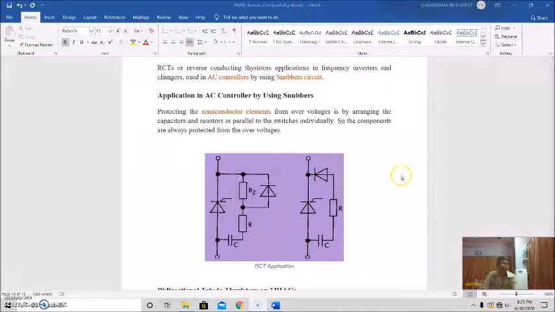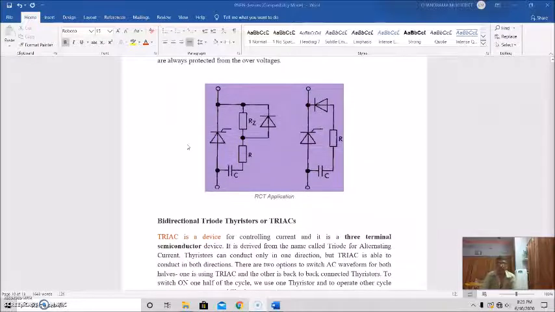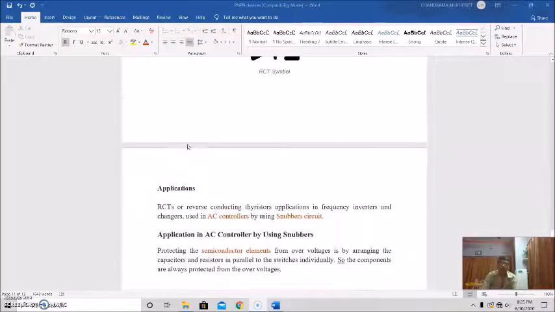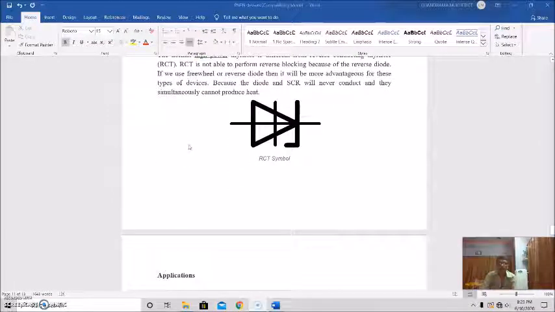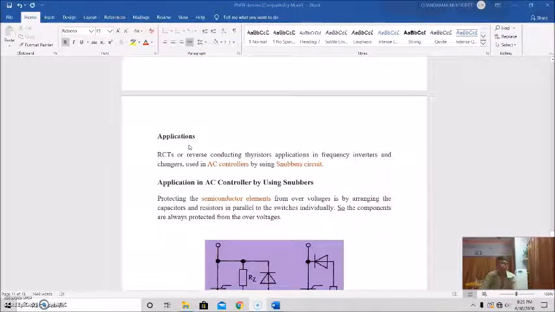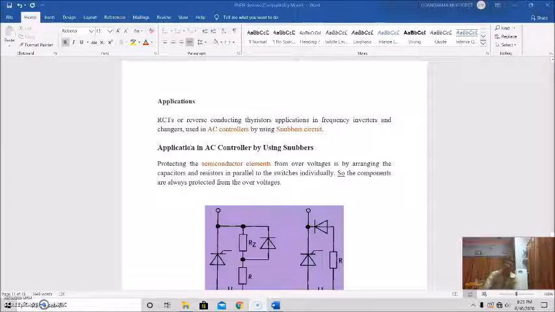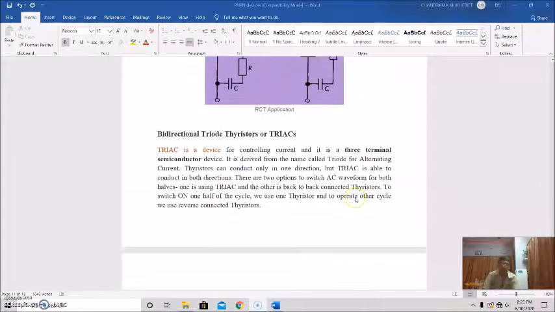Semiconductor elements are protected from over voltage and dv/dt by a protection circuit, arranging capacitors and resistors in parallel to the switch. Capacitor and resistors in series, parallel to the switch, individually, so the components are always protected from the over voltage. So this is about RCT, reverse conducting thyristors, and its application in an AC controller with snubber circuit for protection from over voltage.